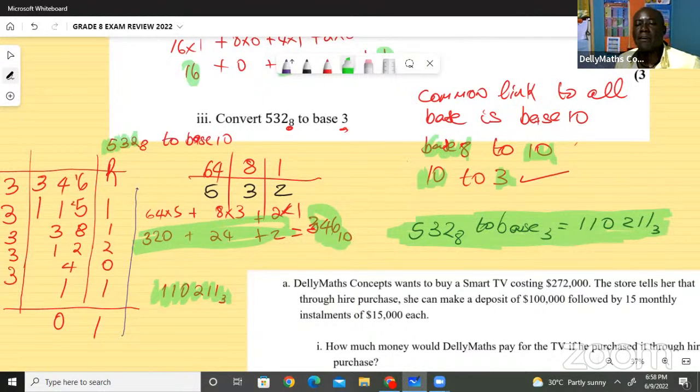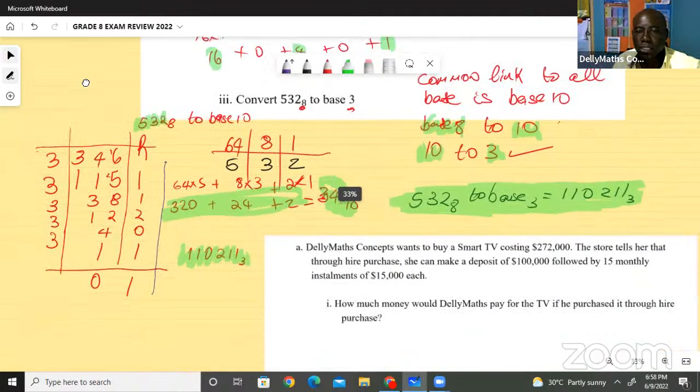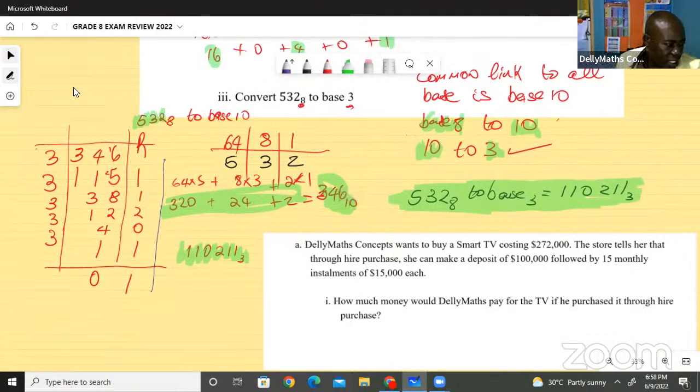There it is. 532 base 8 to base 3 is 1, 1, 0, 2, 1, 1. So the basic idea is that you divide, keep your remainder. Divide, keep your remainder. Divide, keep your remainder.